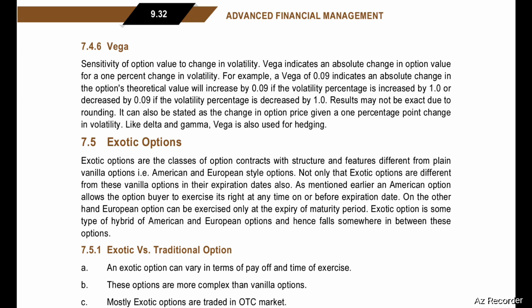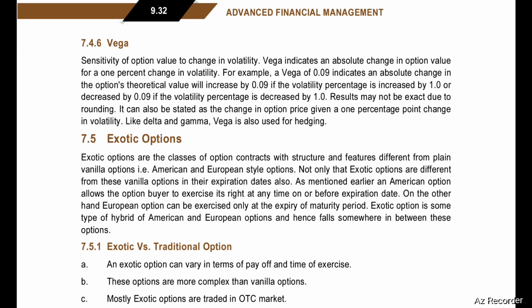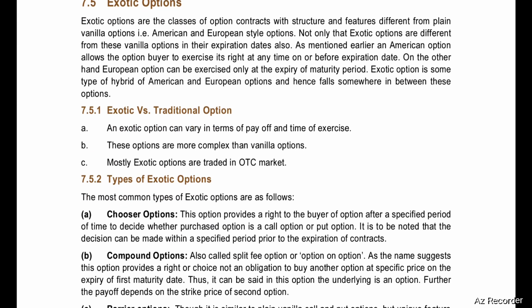As mentioned earlier, an American option allows the option buyer to exercise its right at any time on or before expiration date. On the other hand, European option can be exercised only at the expiry of maturity period. Exotic option is some type of hybrid of American option and European option and hence falls somewhere in between these options. Difference between exotic option and a traditional option.